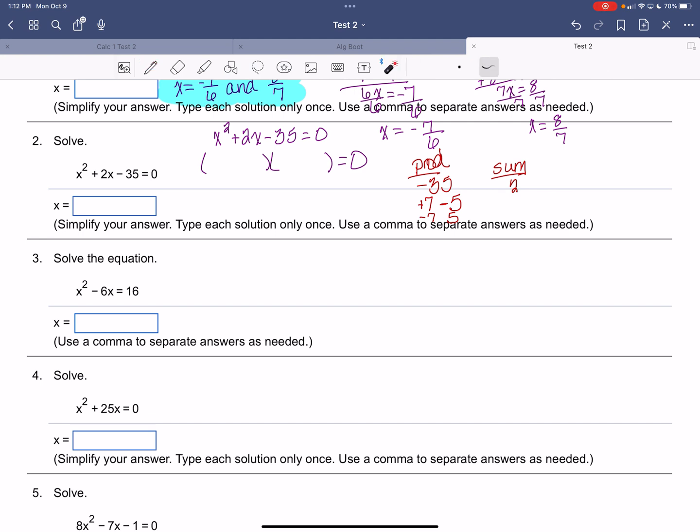I need positive 2 for my sum. So that's how I end up with these two right here. It's positive 7 and negative 5 because positive 7 plus negative 5 gives me positive 2. I am allowed at this point just to write those two numbers down because there's a 1 right here. If there was not a 1 right there, I couldn't do it that way. But because there's a 1 right there, I can.